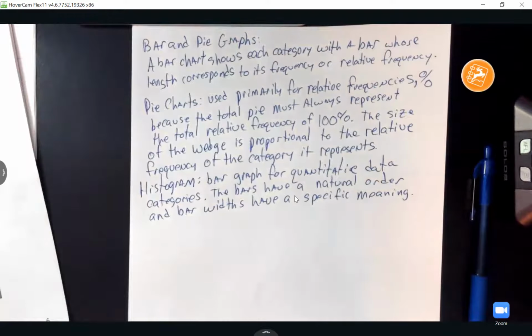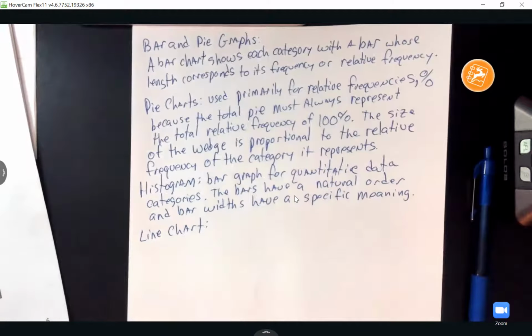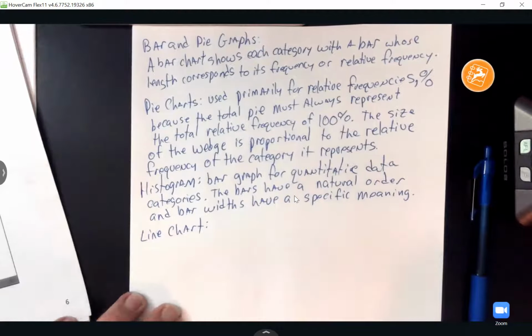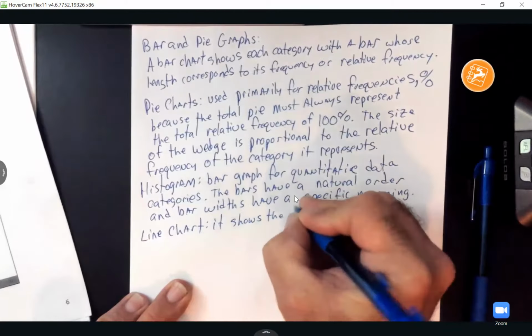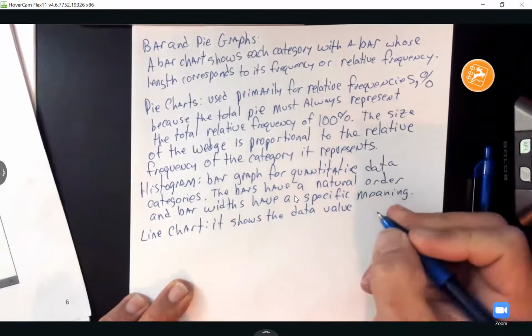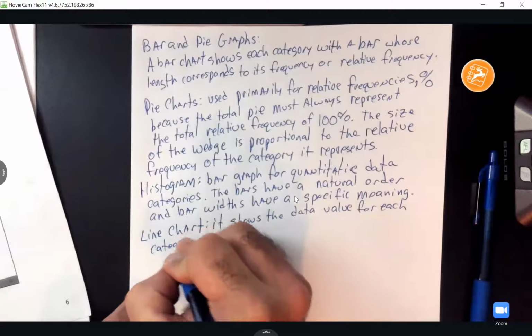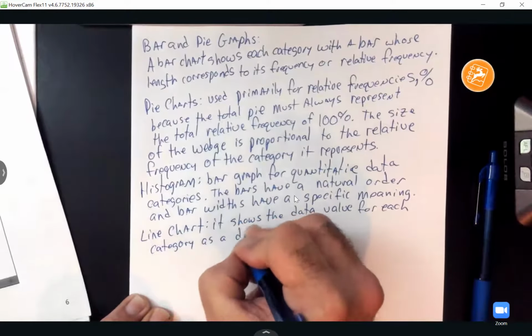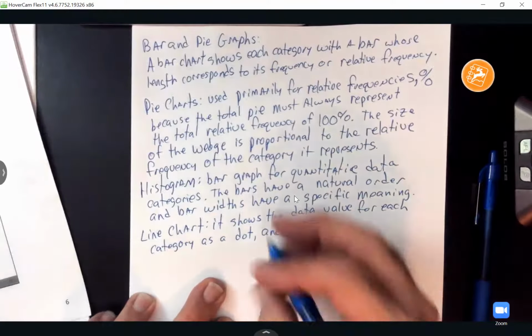Okay, so let's talk about the line chart, and then I'll show you both of them together. What's neat about a line chart is I always remember them because it looks like a line going through there. The thing about a line chart is that it shows the data value for each category as a dot, and the dots are connected with lines.